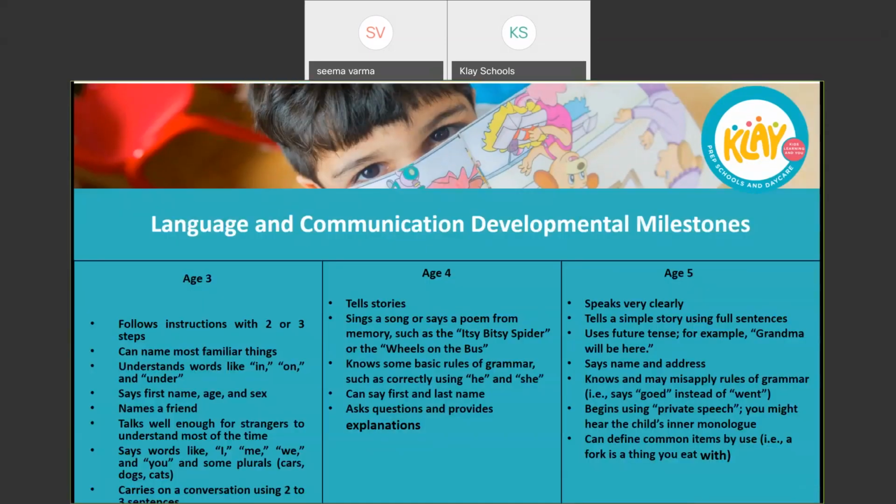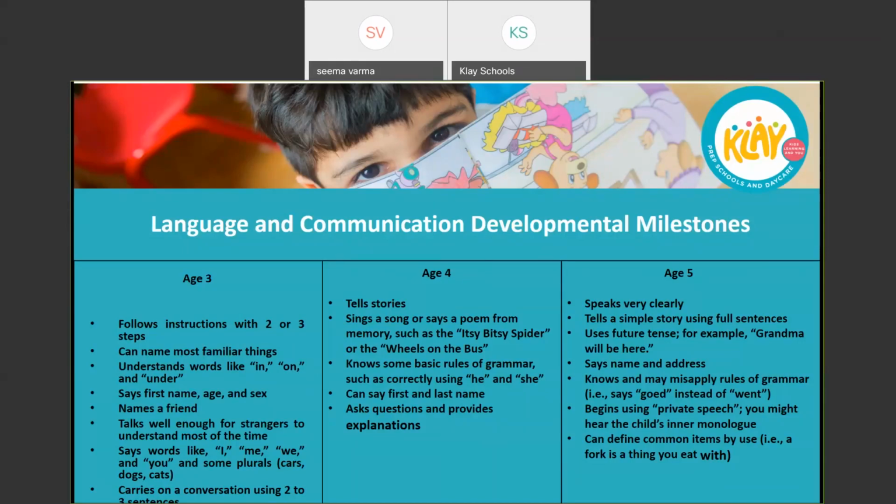Moving on, here are the language and communication developmental milestones from an age perspective. There are three categories here: age 3, age 4, and age 5. Age 3 would be following instructions with 2 or 3 steps, can name most familiar things, understands words like in, on, under, says first name, age, sex, names a friend, and is generally very focused on me and my immediate environment, my family, my friends. Talks well enough for strangers to understand, says words like I, me, we, and carries on conversation using 2 to 3 sentences.